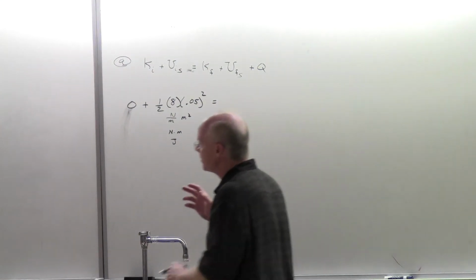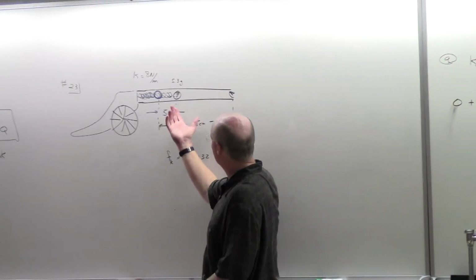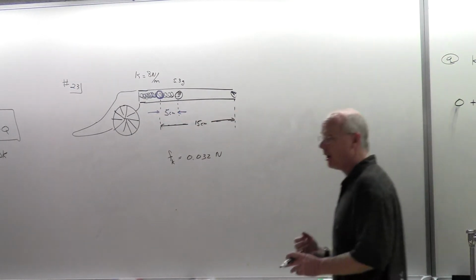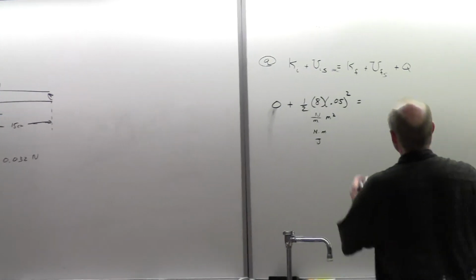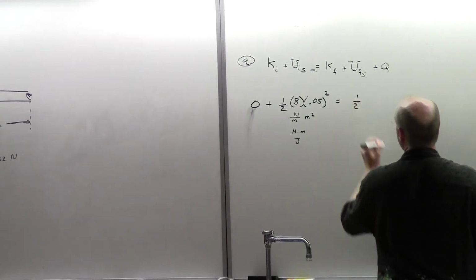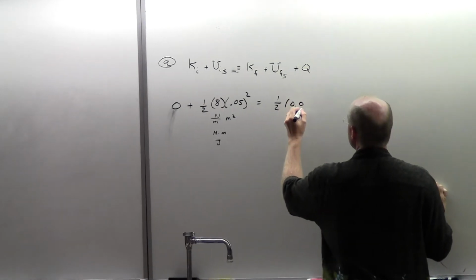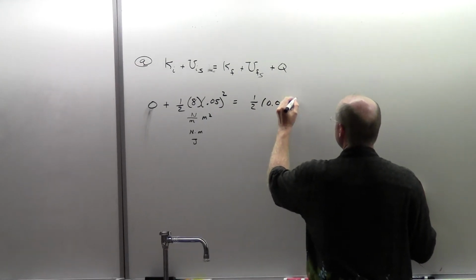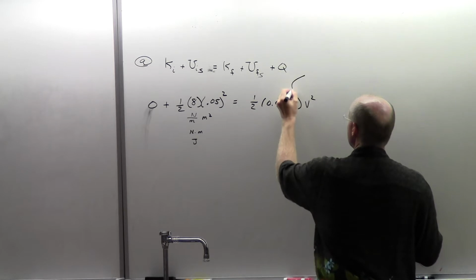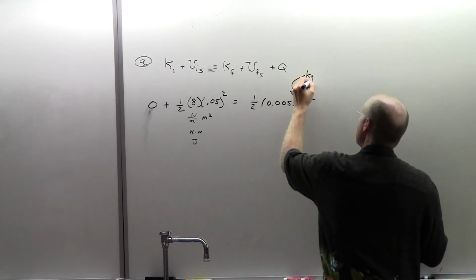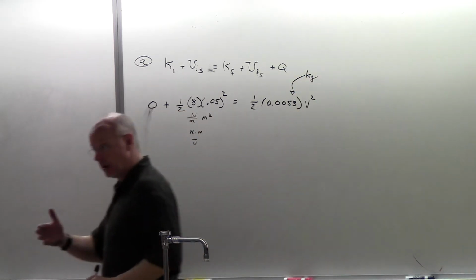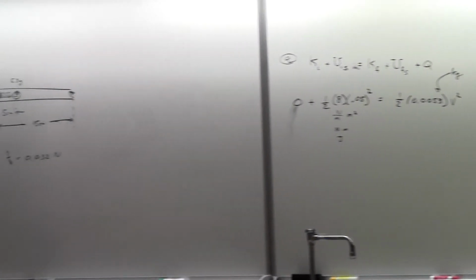Okay, so now it works its way through. It gets fired. The spring goes back to equilibrium. The ball moves along the whole 15 centimeters. And so by the time it gets to the end of the barrel, it's 1/2 m. And same little warning there. Make sure that your mass then is in kilograms. That goes with our newtons, that goes with our joules.